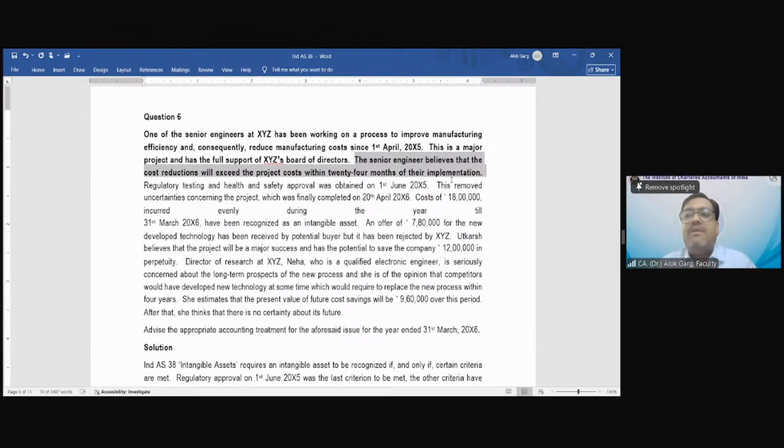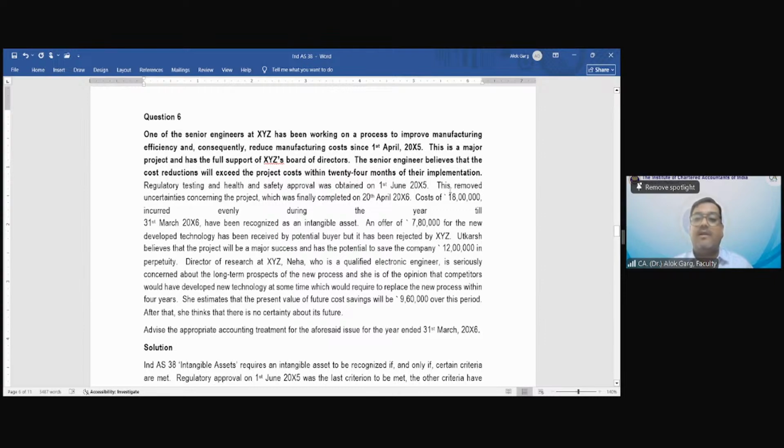So when this project is implemented, the cost reduction is much more than whatever will be the cost to implement this project. And they are saying within 24 months, the company will be able to recover the project expenses. Means the future economic benefit will be more than the cost incurred.